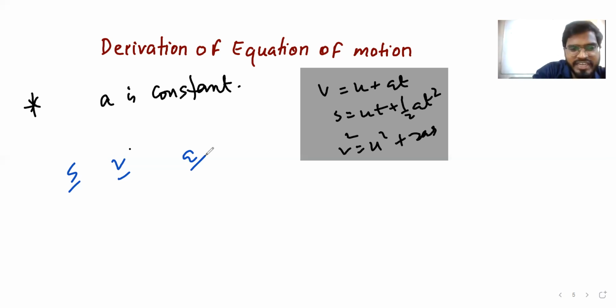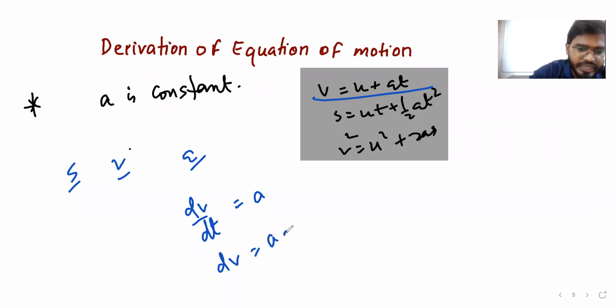Fine. Now, guys, first we want to prove this one: v is equal to u plus at. So what I told you, one step ahead, so dv by dt is equal to what? Acceleration, right? Now we can say dv is equal to a dt. Okay. Now integration. From where to where? Velocity will obviously change from initial velocity to final velocity.